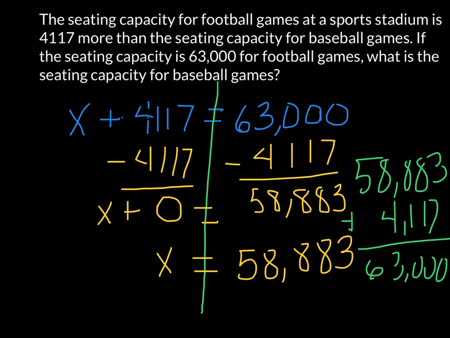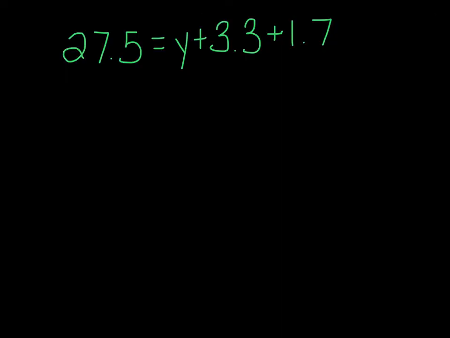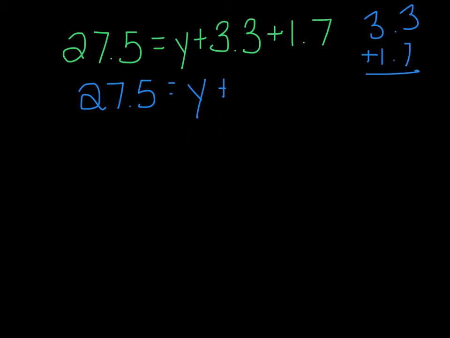Let's take a look at another example. We have 27.5 equals y plus 3.3 plus 1.7. Our first step will be to simplify by adding these like terms. These are just straight numbers, so we can add those together. So we're going to rewrite our equation with 27.5 equals y plus, and if I do the math right here, 3.3 plus 1.7, you can always use scratch paper or work on the side of your paper to do this math. 3, 4, 5, it equals 5.